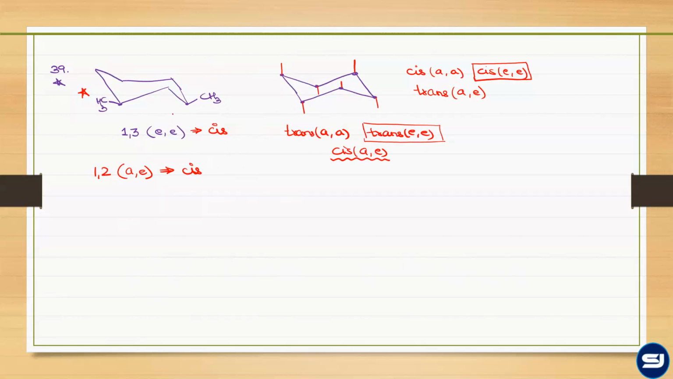Look at the next structure. The next structure is having the two methyl groups like this. One is given up and one is given on the side. What is this position called? AE. So that's what I've written. This is 1,2 and it is AE. Now in the case of 1,2 or 1,4, the AE is what isomer? Cis or trans? Cis. Have you understood?